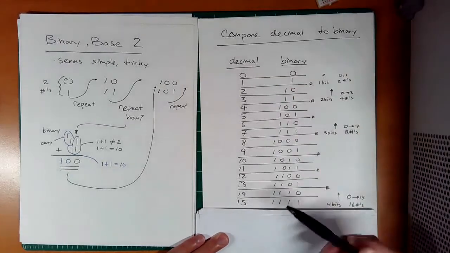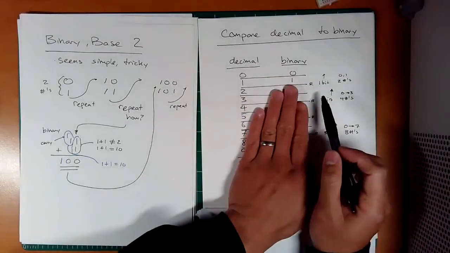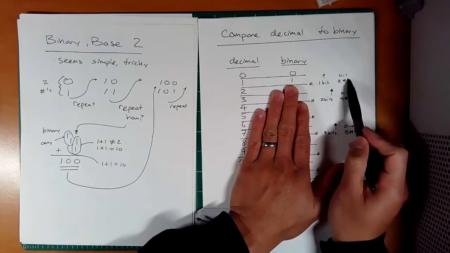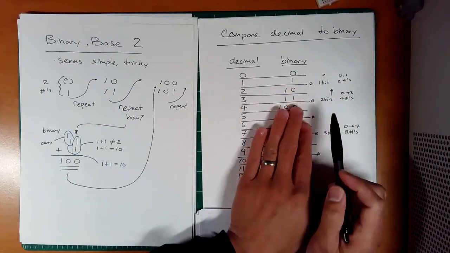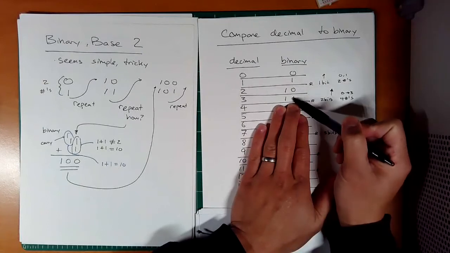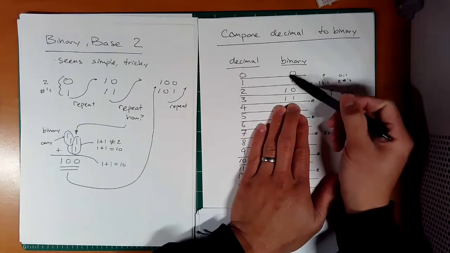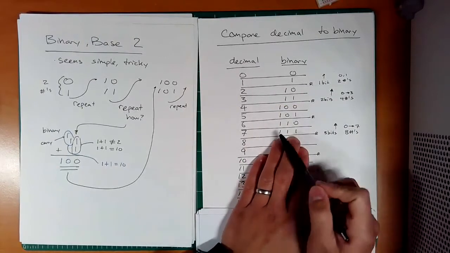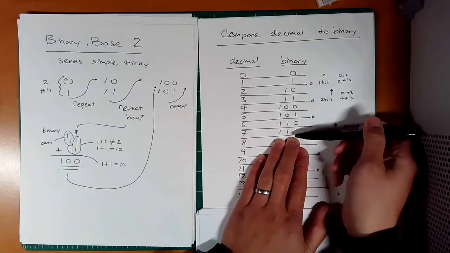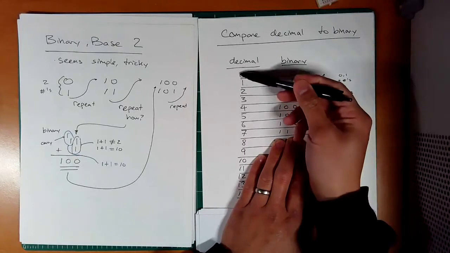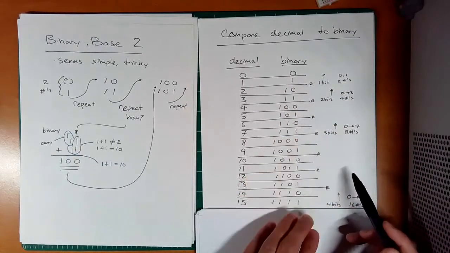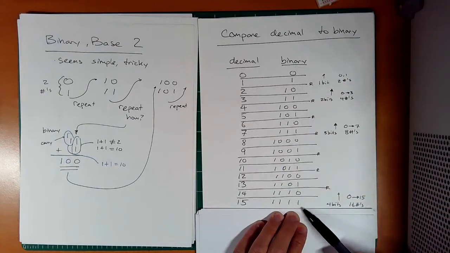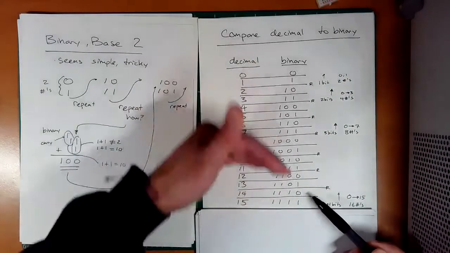Okay, so what do we notice here? Look at this. If I have 1 bit, I can represent 0 and 1, which is 2 numbers. If I had 2 bits, I could represent 0 through 3, which is 4 numbers. If I had 3 bits available, I can represent 8 numbers, or 0 through 7. And if I had 4 bits, I can represent 16 total numbers with these 4 bits, right?